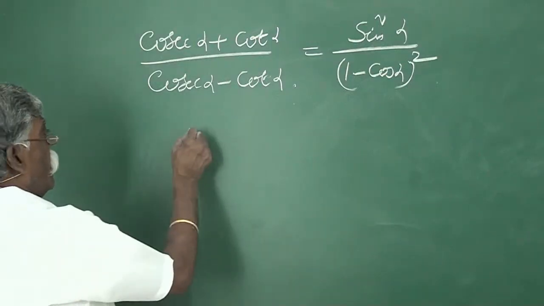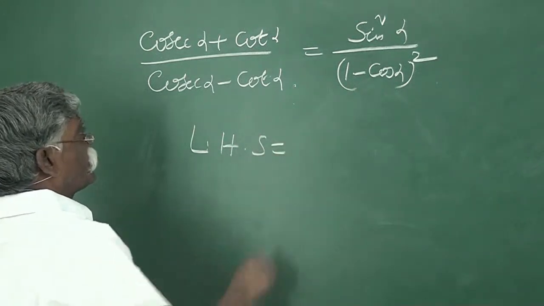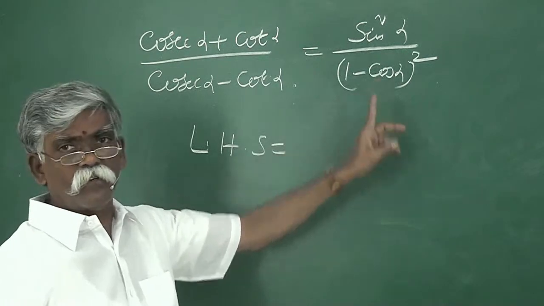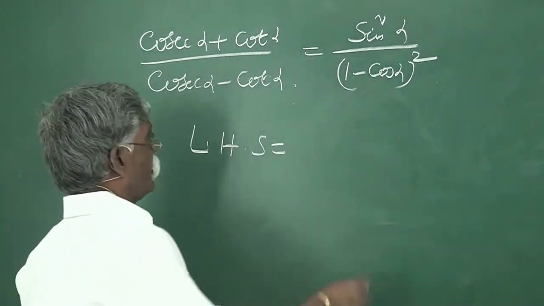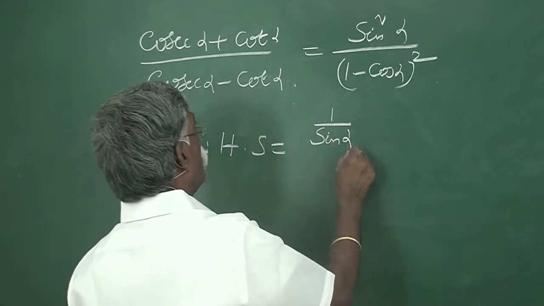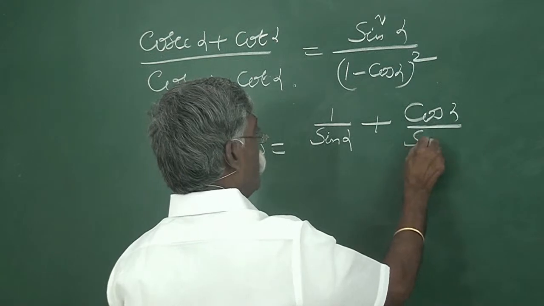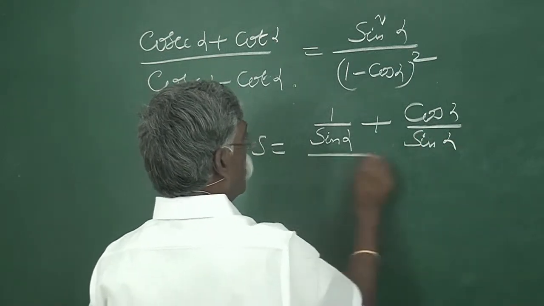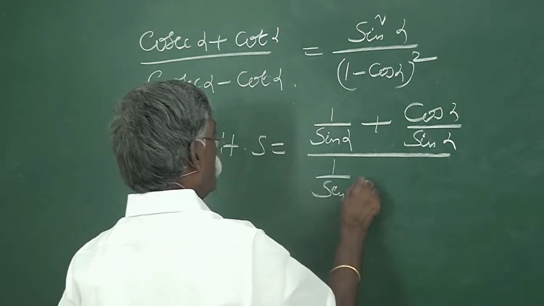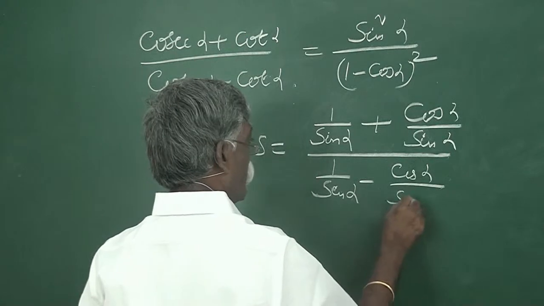Now let us take the left hand side and convert it in terms of sin and cos, because this is also given in terms of sin and cos. Now the numerator is 1 by sin alpha plus cos alpha by sin alpha, whole by 1 by sin alpha minus cos alpha by sin alpha.